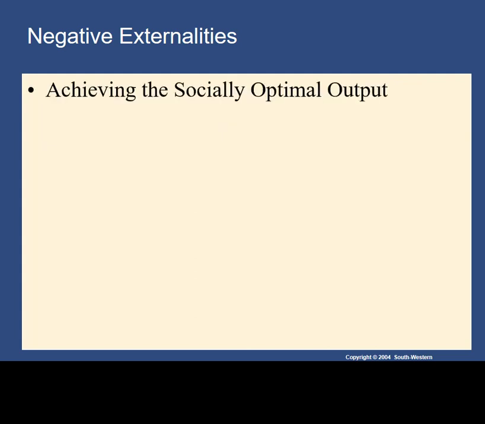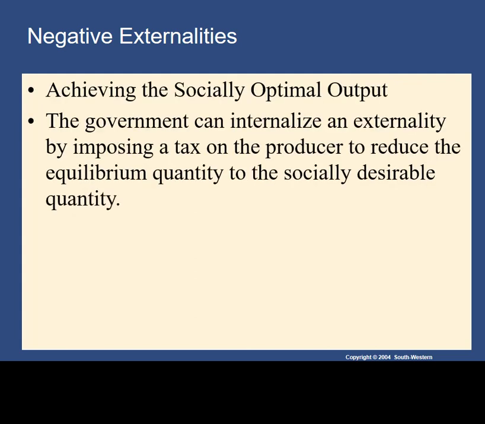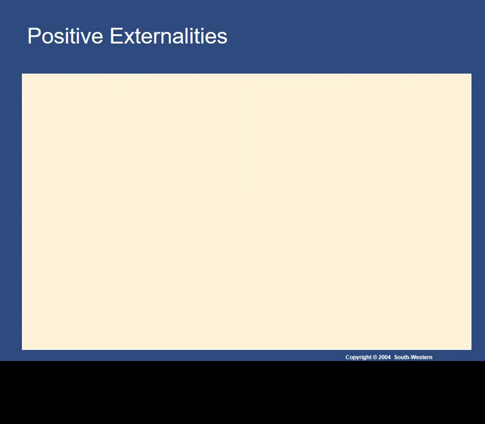And then if you do that properly, you'll get to that socially optimal level of output. So the government normally can internalize an externality. One of the techniques is by imposing a tax on the producer to reduce the quantity of the good that's produced that's generating that externality. And so, this is really common, that there are taxes or fees associated with polluting industries.